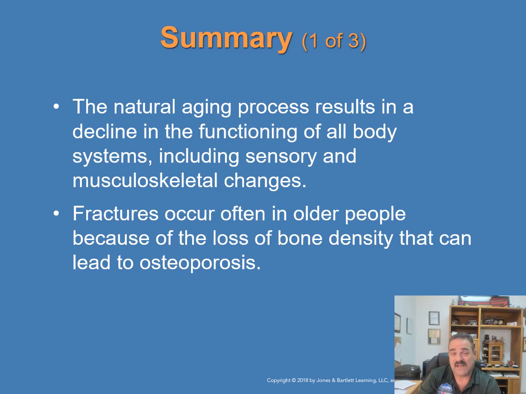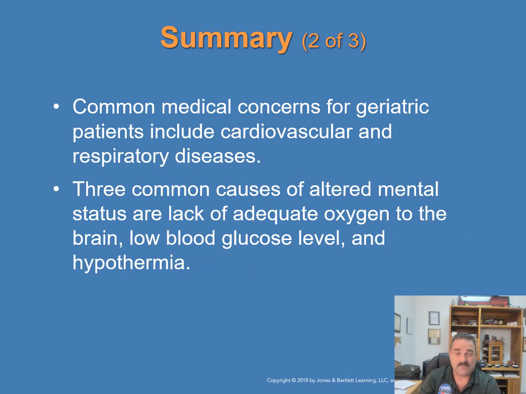All right, summary: natural aging process. It's going to happen. It's been happening since you were born. You're now 17, 18 or older, whatever. It's part of life. And as you get older, fractures are more common because of the loss of bone density. That can also lead to osteoporosis. Common medical concerns include cardiovascular and respiratory problems. Common causes of altered mental status are a lack of oxygen to the brain, low blood glucose level, and also hypothermia.